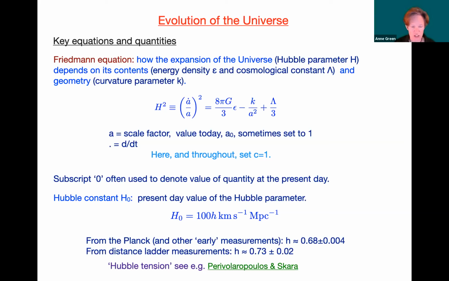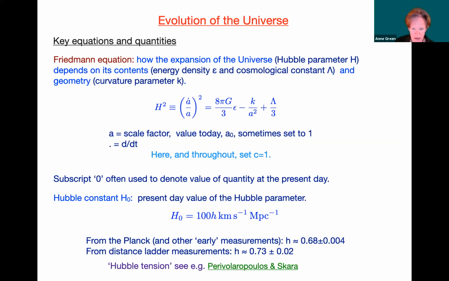H0 is called the Hubble constant. It's the value of the Hubble parameter today. And it's often written in this form here: 100 little h kilometers per second per megaparsec. There are a couple of things to unpack here. The first is the units. Overall, it's got units of inverse time. But it ends up getting written in this form so that if you have an object and you know it's a particular distance in megaparsecs away, you multiply that by the Hubble constant and you get the recession velocity in kilometers a second. So that's a practical thing for astronomers.